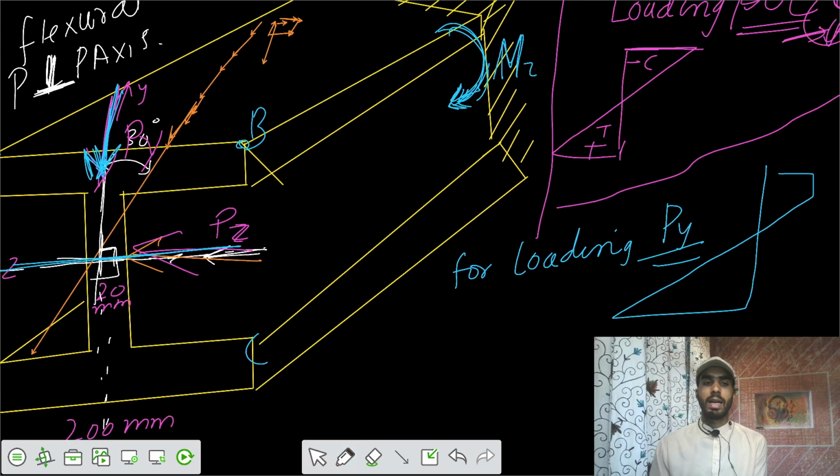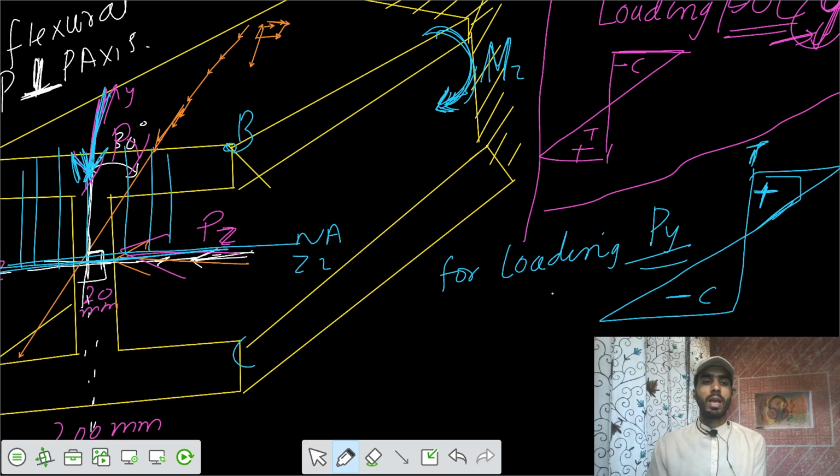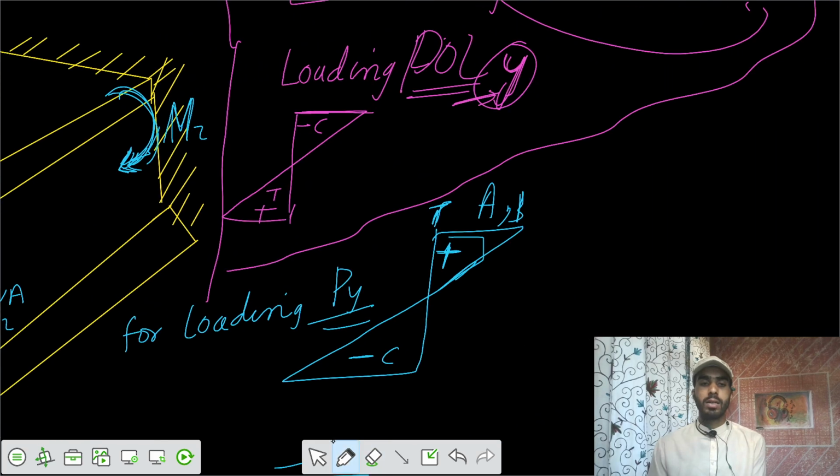So we can say that your variation of stresses would be such that on the top we have tensile stresses, and in the bottom we have compressive stresses. So all the members above the neutral axis, the ZZ axis, would be having tensile stress. So we can write A, comma B is having a tensile stress. For the loading PY, your AB is having a stress of tensile, that's positive.